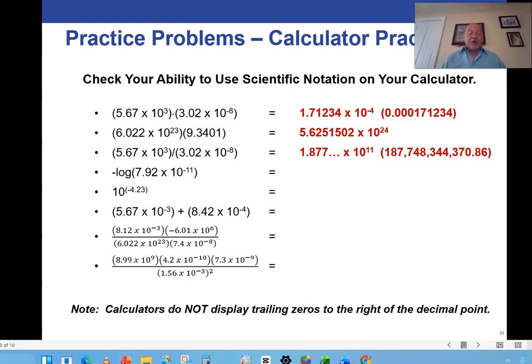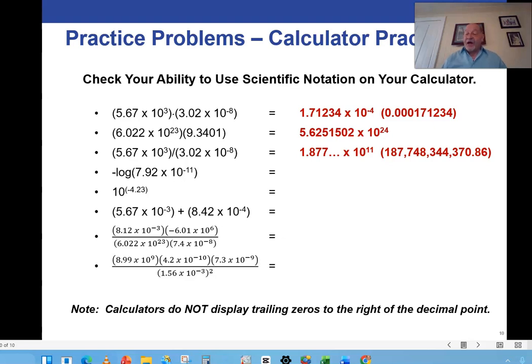Now, the next two problems are really specific to chemistry classes. This next formula that involves a negative log is the formula for calculating pH from hydrogen ion concentrations. So if the hydrogen ion concentration was 7.92 times 10 to the minus 11 molar, that would be the unit, you would take the log of that and then take the negative of that, which is actually a positive number, because when you take the log of this number, you get a negative number, and then by changing the sign again, you end up with a positive pH value.